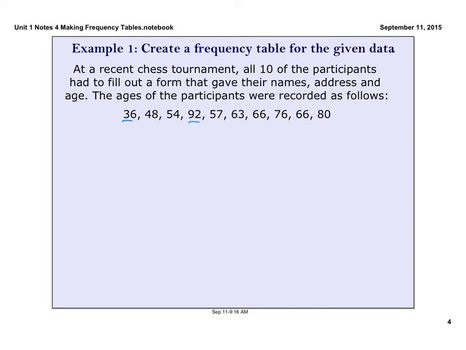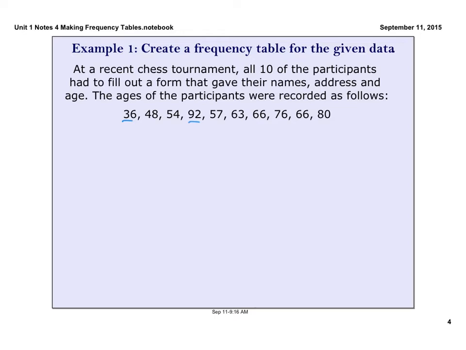Typically, the rule of thumb is that you're going to want between 5 and 10 intervals. If you have less than 5, then your frequency table doesn't give you a whole lot of information. But if you have more than 10, then your frequency table is too big. It's too much. So I'm going to count by 10s here.